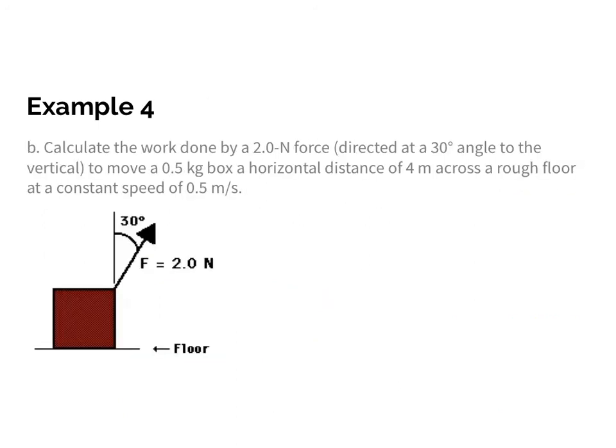I want you to try this one on your own. So the goal is to calculate the amount of work done by that 2 Newton force. Now notice the angle I'm giving you is a little bit different. It says here that the box is going to move a horizontal distance of 4 meters. So think about this case. It's going to move 4 meters to the right, okay? And I want to know how much work is done. So why don't you guys pause this, give this one a shot.